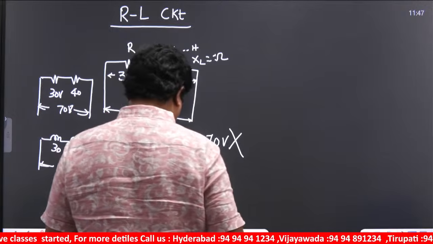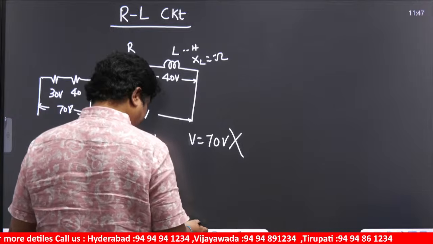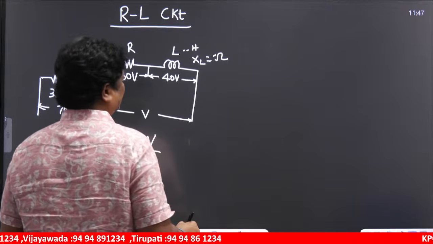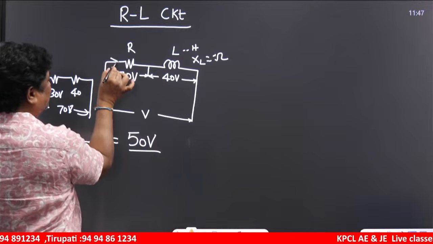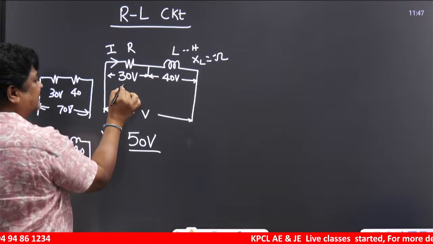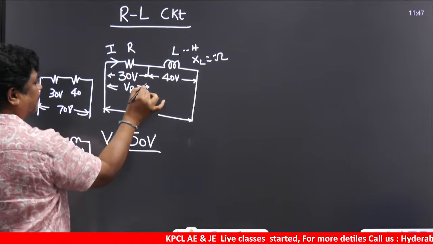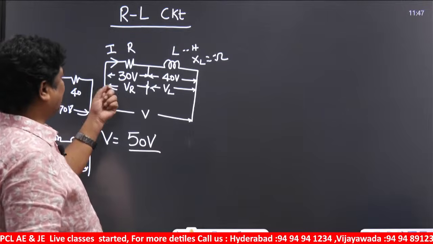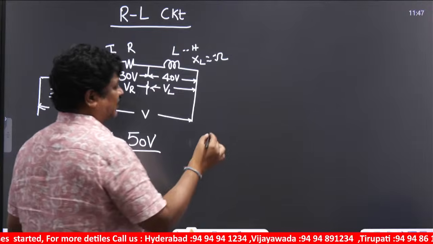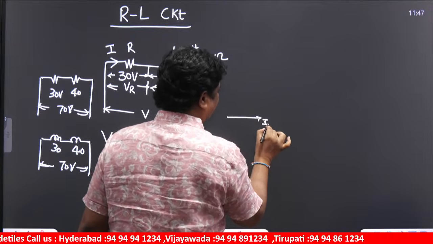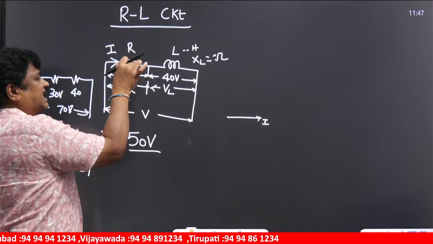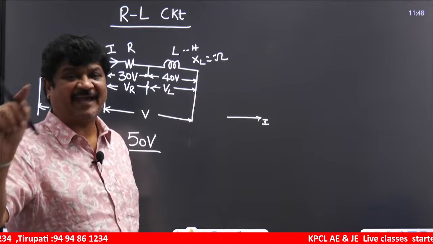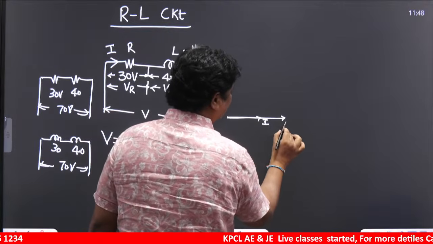So how to take the vector sum? Now see here. Some current I amperes is flowing in the circuit. Voltage across this resistor is VR. Voltage across this inductor is VL. Now, suppose the current I is here, where is the voltage across the resistor? Current and voltage in a pure resistor are in phase. So VR is here.